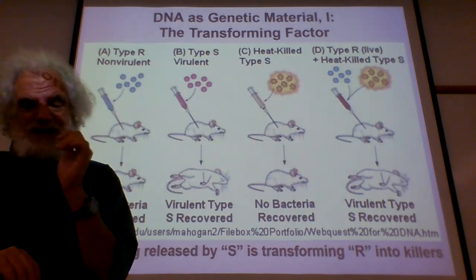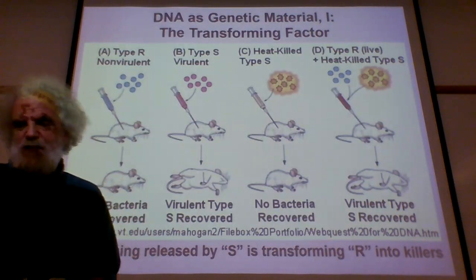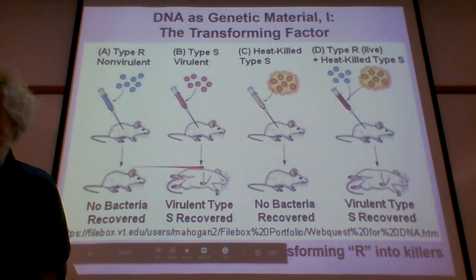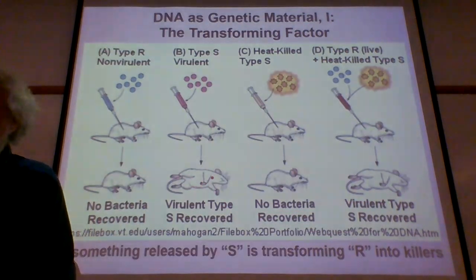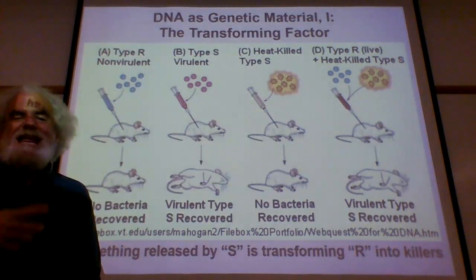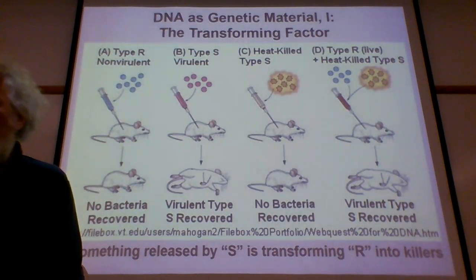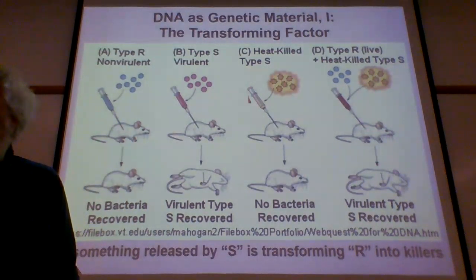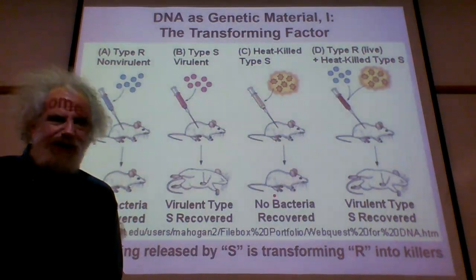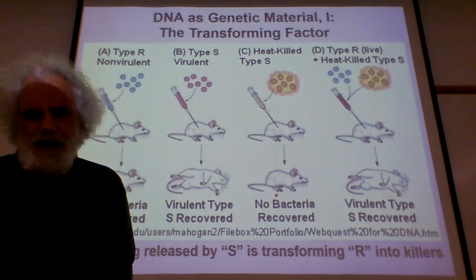So you inject the type S bacteria into a mouse, wait a couple of days, and floop, they flop over dead. Oh, poor little mouse. You rub his belly. All right. Now, a couple of things they did. Avery took the virulent bacteria and heated them up, killing them, then injected them, and what happens? Well, the bacteria are dead. You inject them, the mouse survives, and you don't get any bacteria recovered. I'm going to pause for a moment.